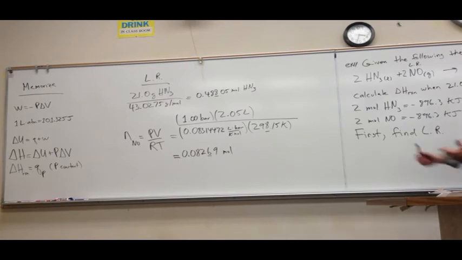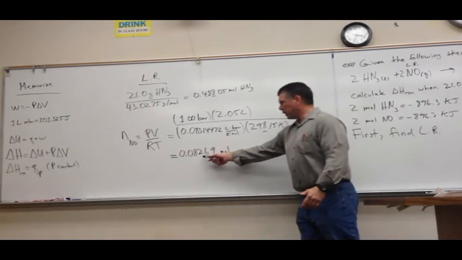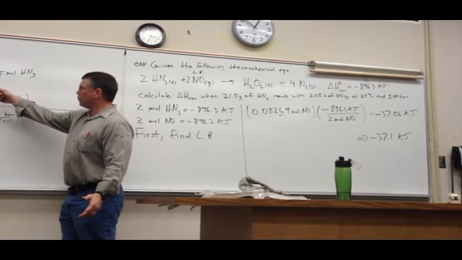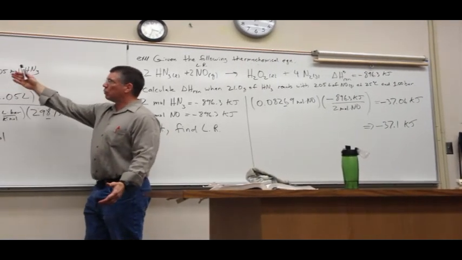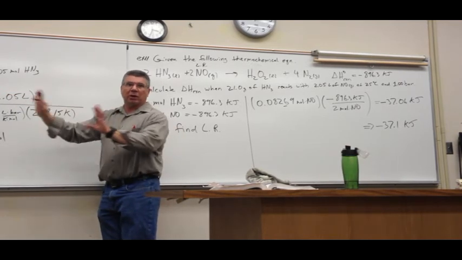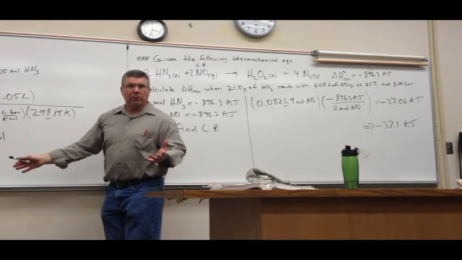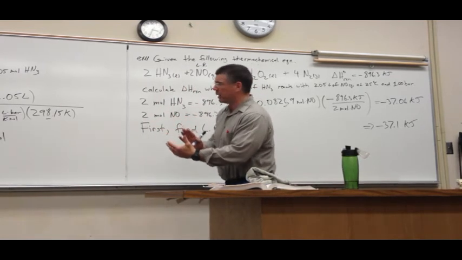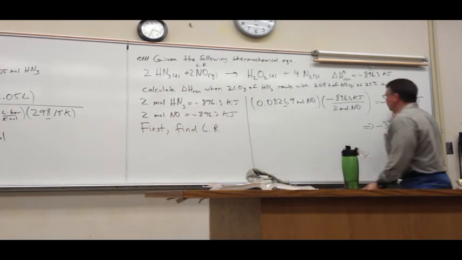Which means that really what's happening is 0.08269 moles of nitric oxide are reacting with 0.08269 moles of hydroxylic acid. And the rest of the hydroxylic acid's not reacting, it's just staying there. So the energy that comes out of the reaction between the nitric oxide and the hydroxylic acid is this much.